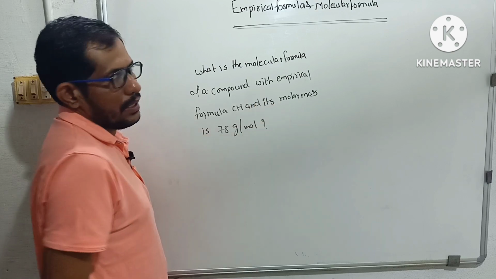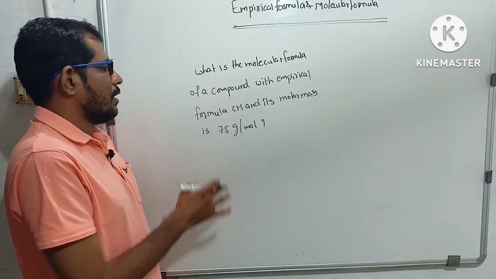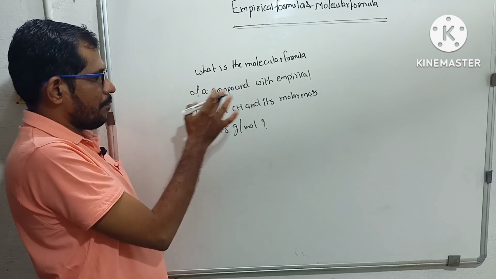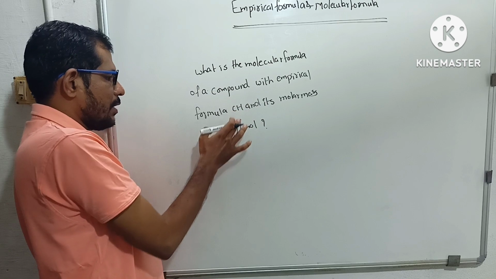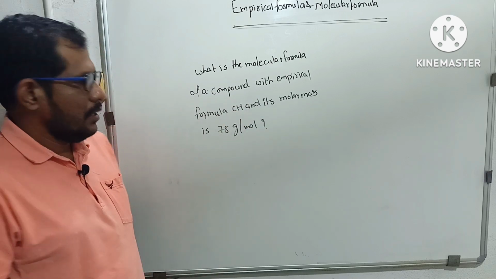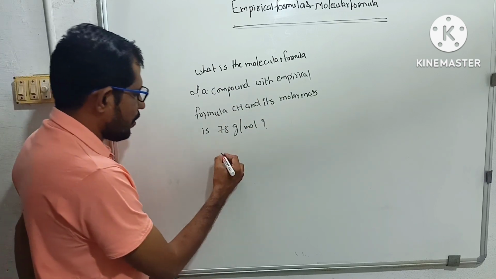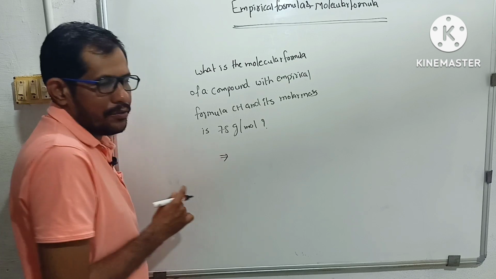If the question is given like this, he asks us to calculate the molecular formula. He has given us the empirical formula and molar mass of the compound. For these compounds, I will give you a trick.